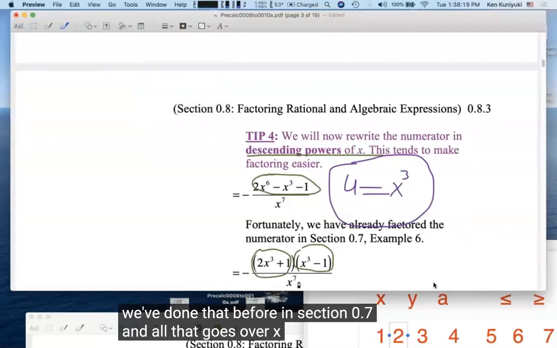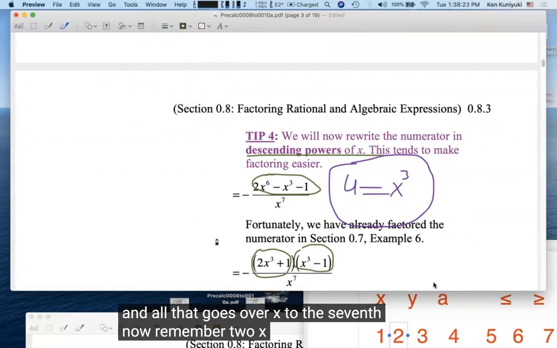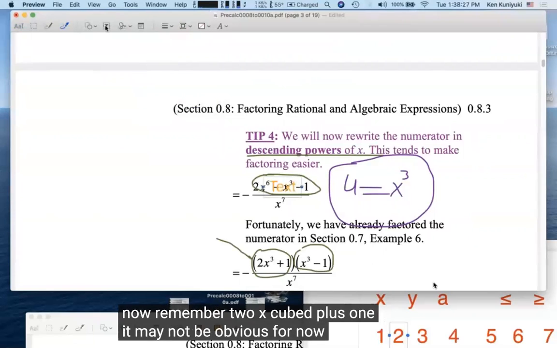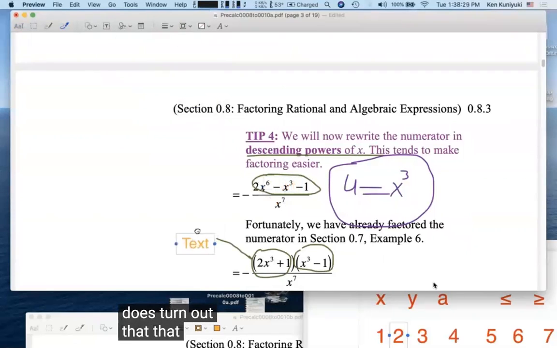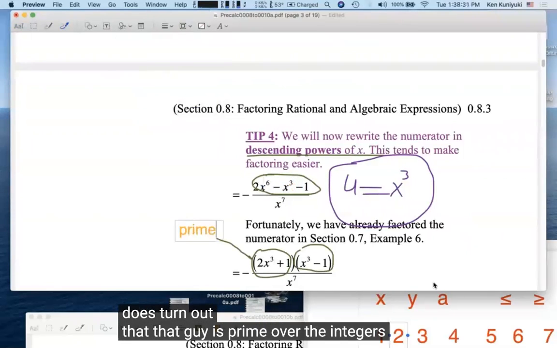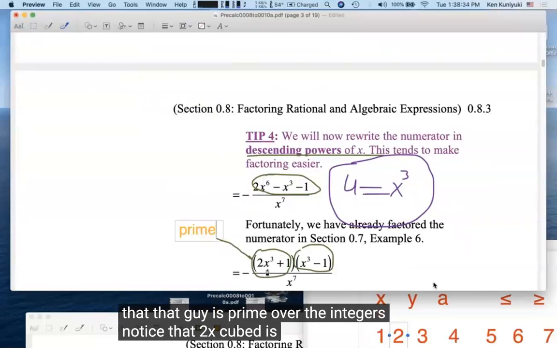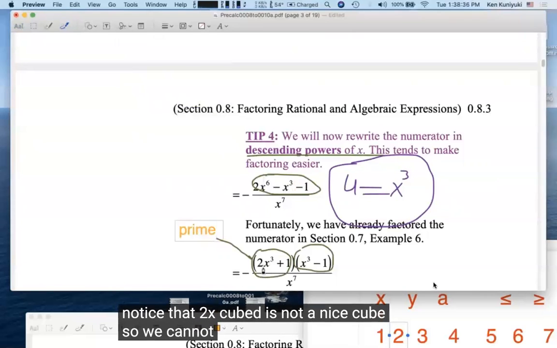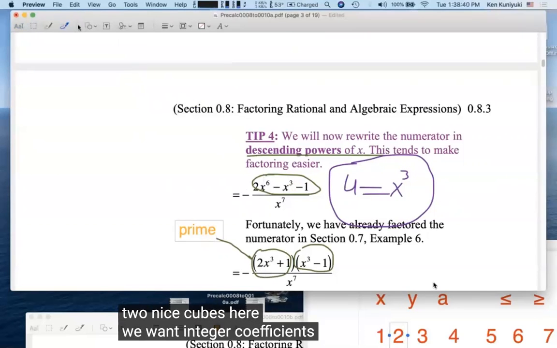And all that goes over x to the 7th. Now remember, 2x cubed plus 1, it may not be obvious for now, but it does turn out that that guy is prime over the integers. Notice that 2x cubed is not a nice cube, so we cannot use the rule for the sum of two nice cubes here. We want integer coefficients.